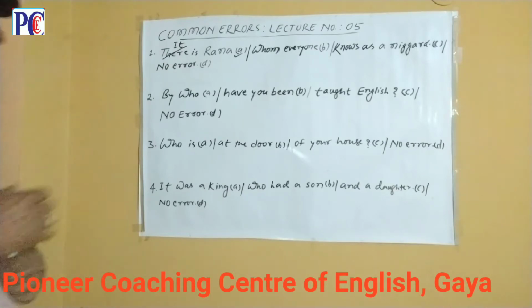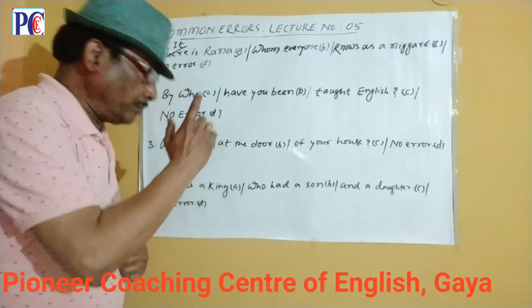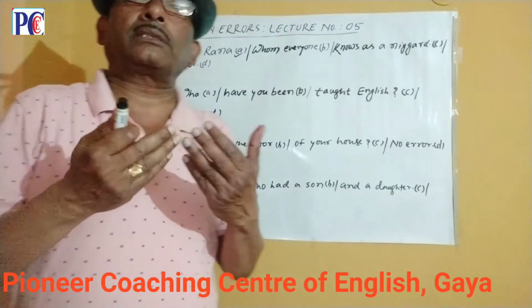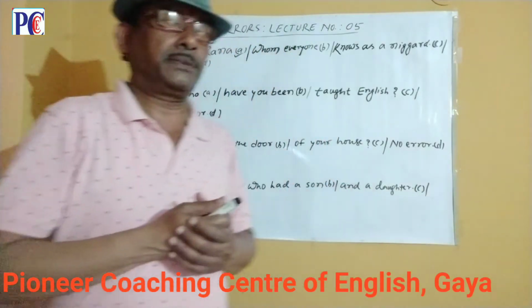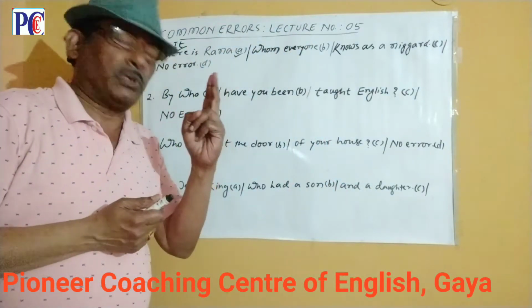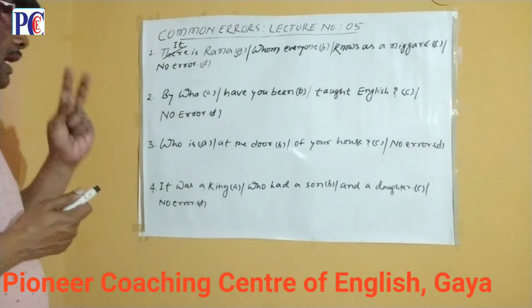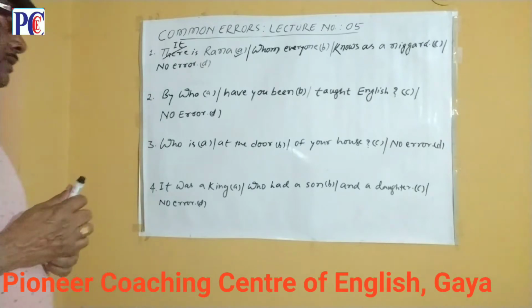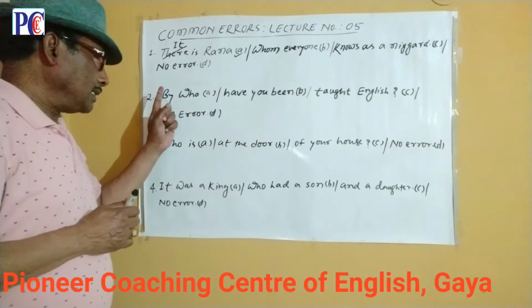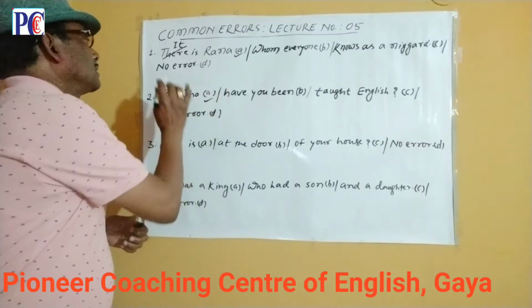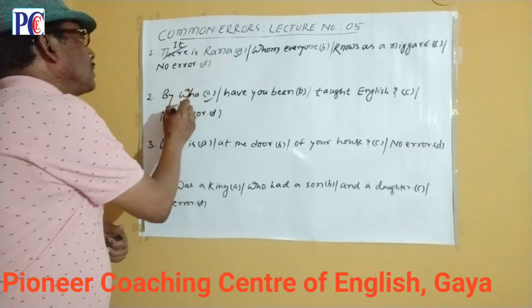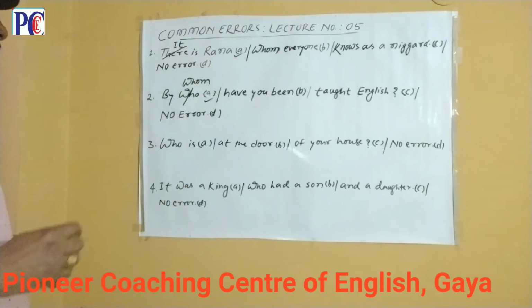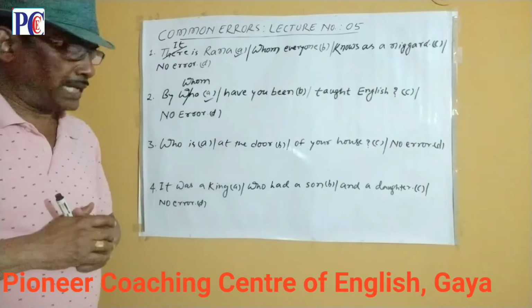Sentence number 2. By who? Remember, a question word generally takes its preposition at the end. Only two question words, that is whom and when, take their prepositions at the front. So here the error lies in part A. We must change the interrogative pronoun who to whom. Hence the correct sentence is: by whom have you been taught English?